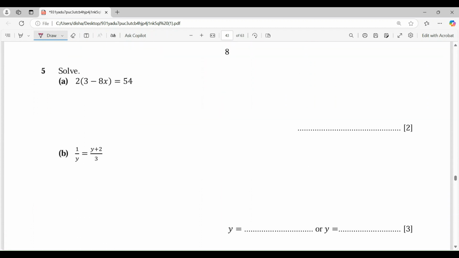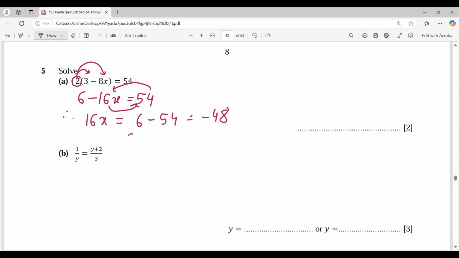Question number 5. Solve linear equations. Make sure whenever you have a bracket, you use the distributive property and you multiply the number which is outside to both the values or both the terms in the bracket. So when I multiply, 2 will be multiplied with 3, that will give me 6. Minus 2 will be multiplied with 8x, and that will give me 16x is equal to 54. So therefore, 16x is equal to, this is transposed here, this is transposed here. They will change their sides. So that will be equal to 6 minus 54, which is minus 48. So x is equal to minus 48 upon 16, which is equal to minus 3. So x is equal to minus 3.